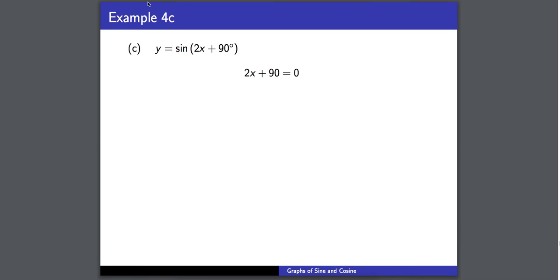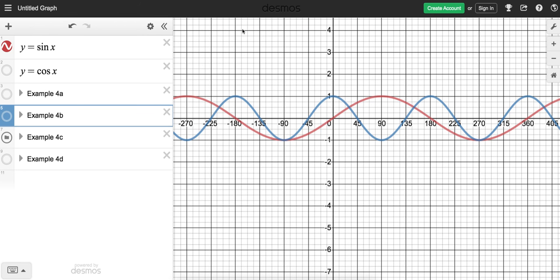So if we set 2x plus 90 equal to 0, solve for x by subtracting 90 from both sides. We get 2x equals negative 90. And then divide both sides by 2, we get negative 45 for x. So x is negative 45, means our graph was shifted 45 degrees to the left, and by a factor of 2 as well.